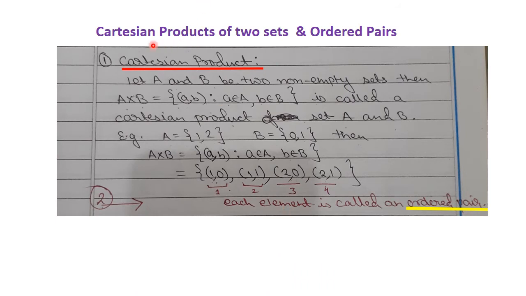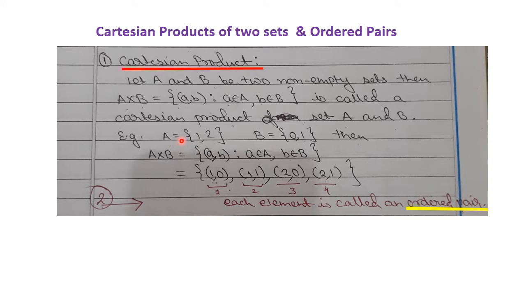Cartesian products of two sets and ordered pairs. Let A and B be two non-empty sets, then a set written in this form, A cross B, equal to elements are of this type, (a, b), where a is from set A and b is from set B. Then this set is called the Cartesian product of sets A and B.